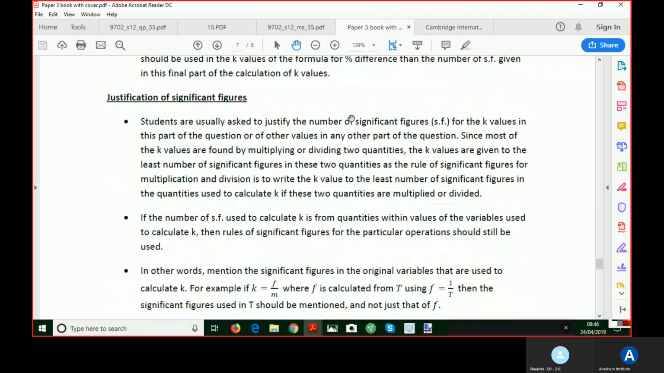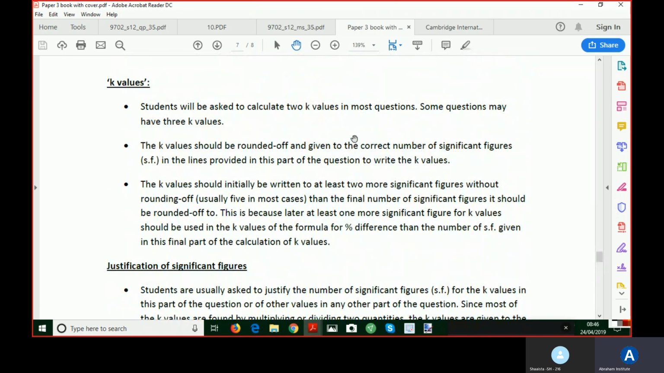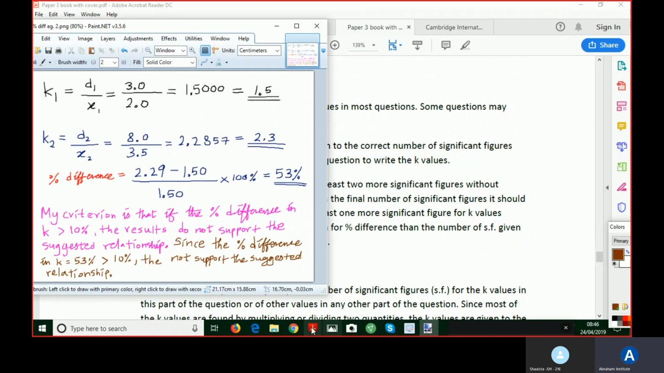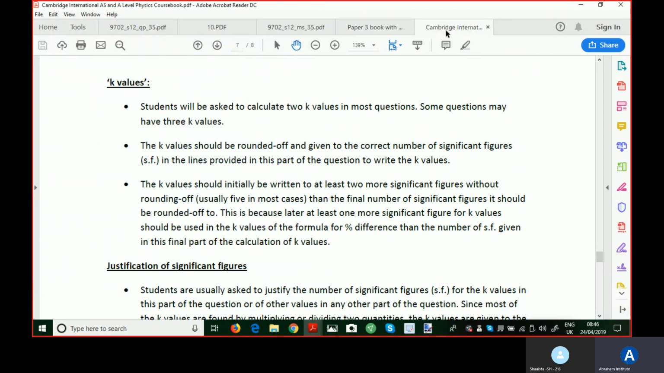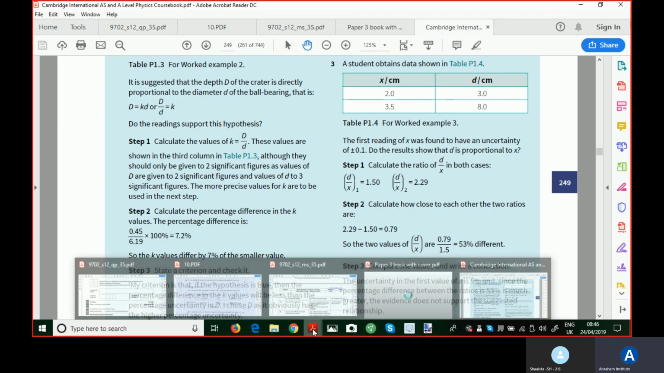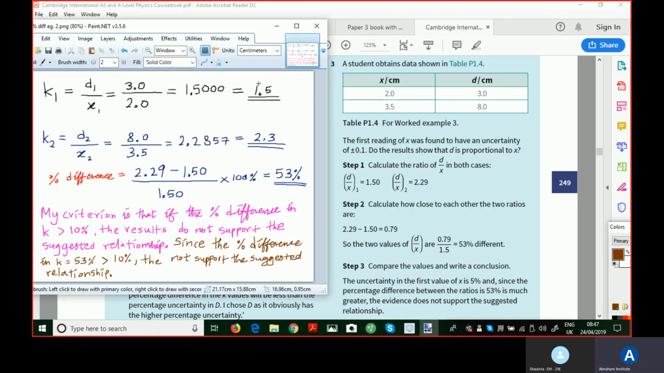to write the K values to about 5 significant figures without rounding off first, because in the next part, which is in the percentage difference in K calculation, we have to use at least one more significant figure than what we used over here in the final answer. So that's why we write it to 5 significant figures here in both cases without rounding off. Okay, so when you use the calculator, you will get 1.5, but we write it 1.5000. So there are no digits after the 5. So we just include some zeros there to show that there is nothing afterwards, and also to indicate it to 5 significant figures. Then after that, we round it off to the correct number of significant figures.